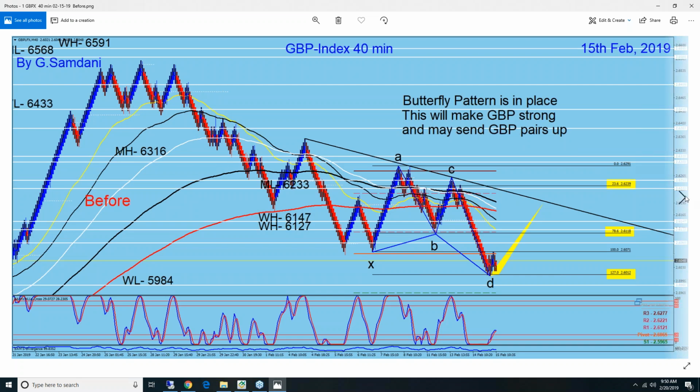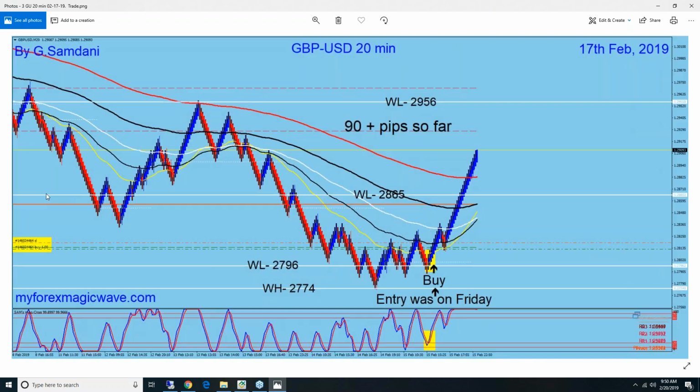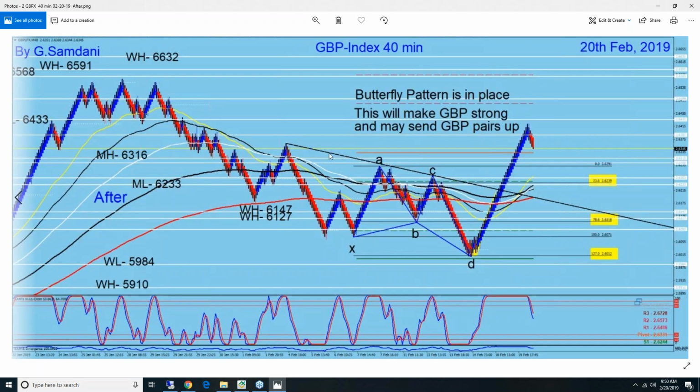And this is what happened. So obviously pound pairs have to go up, and if I had to do anything, I would be taking longs, right? So let's see what I did based on this chart only. This chart was on the 15th, which was Friday.